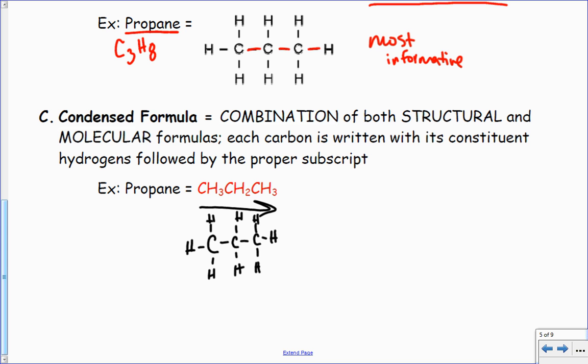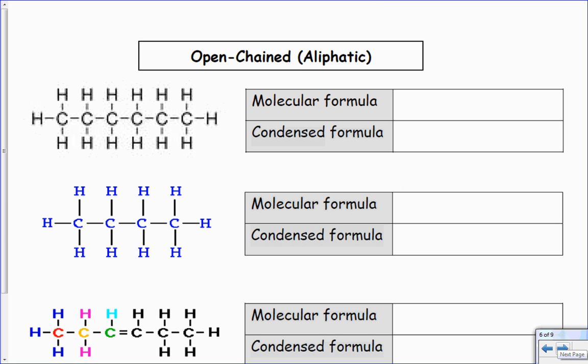So from the condensed formula, I can figure out the structural formula, and I can also figure out that it's C3H8, which I'm still talking about. But it's not as informative as you might think. The only place we really see condensed formulas is on table R in our reference tables. Let's move on here a little bit.